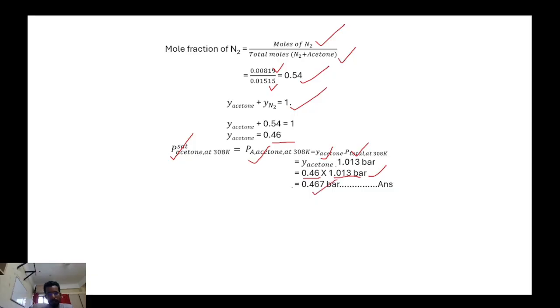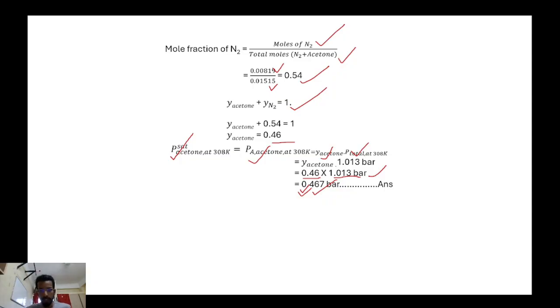That is the vapor pressure equal to partial pressure of nitrogen, right? Sorry, acetone. Partial pressure equal to vapor pressure of acetone. We have to calculate the vapor pressure of acetone at 308 Kelvin. So this is the thing.